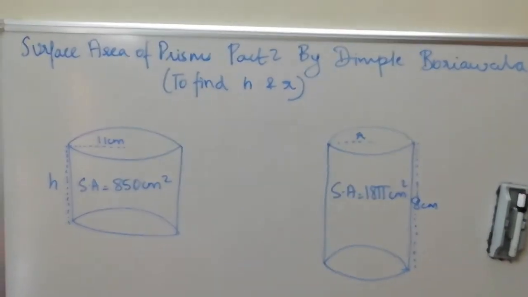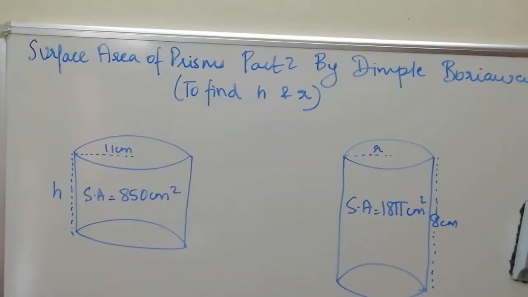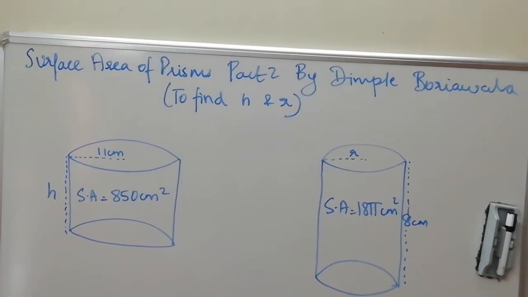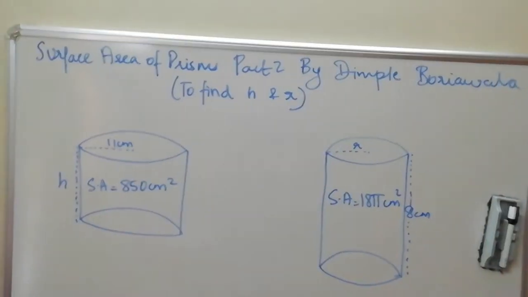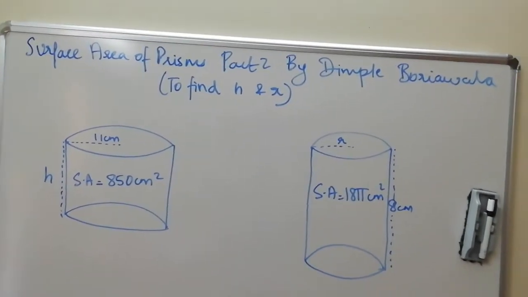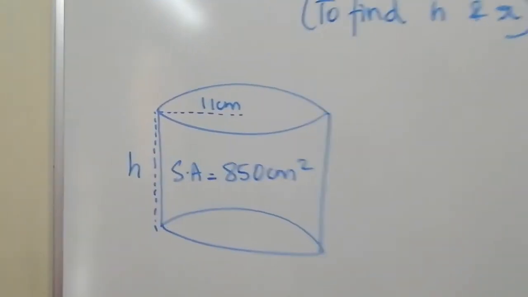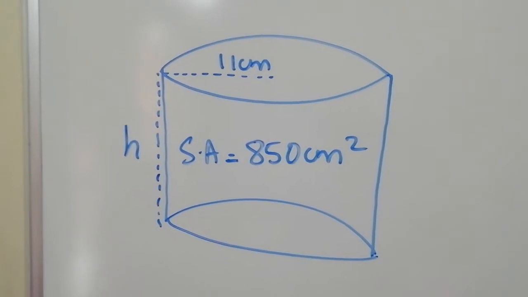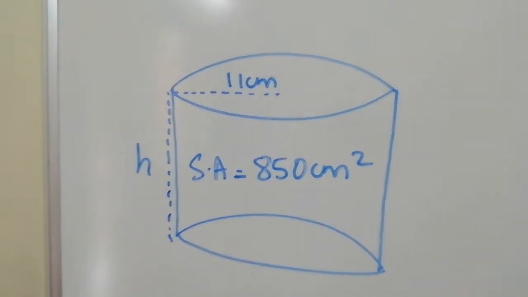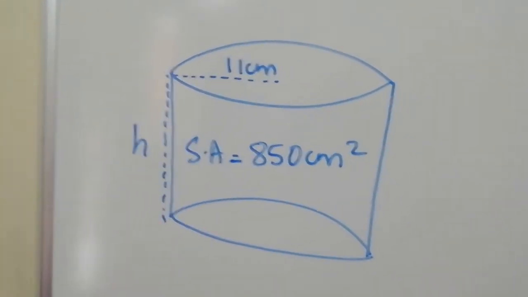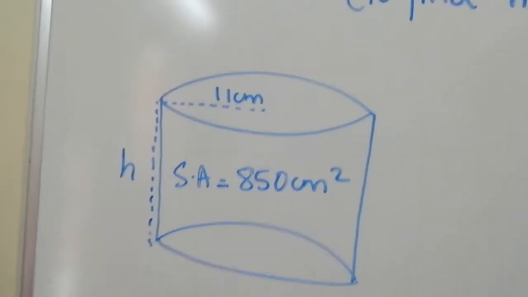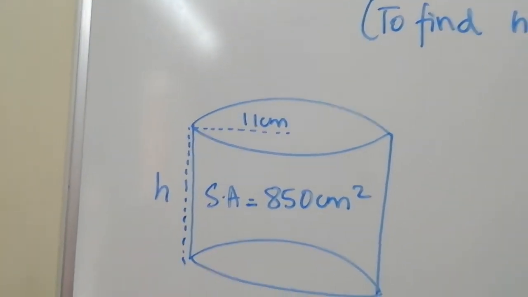Hello kids. In our last video we learned how to find the surface area of a cylinder. In this video we will learn, on the basis of surface area, how to find height and radius. See kids, one thing about our psychology is that when we see something a little new, we get scared. We don't have to be scared, kids.